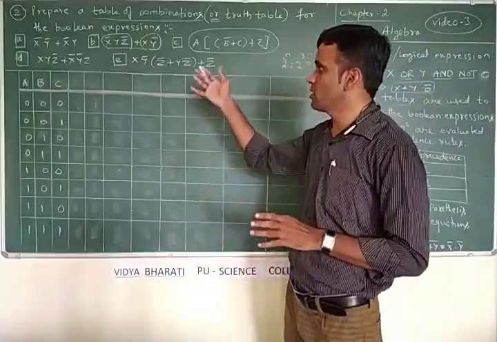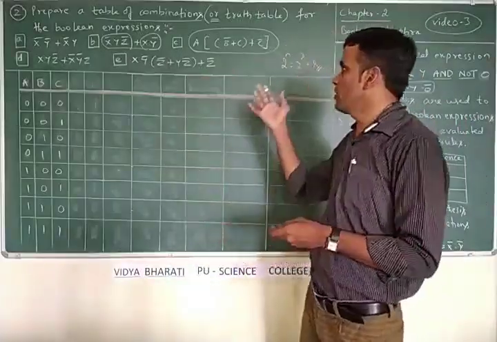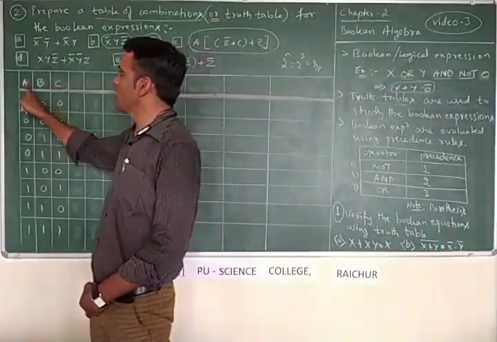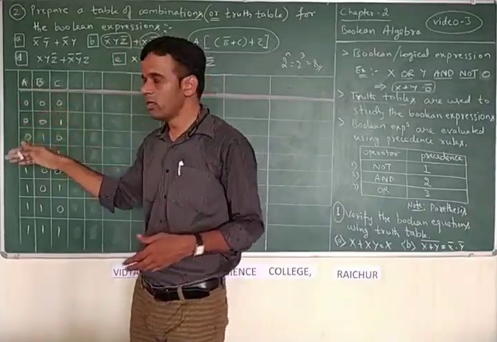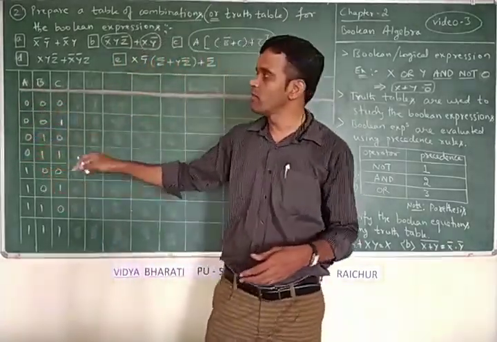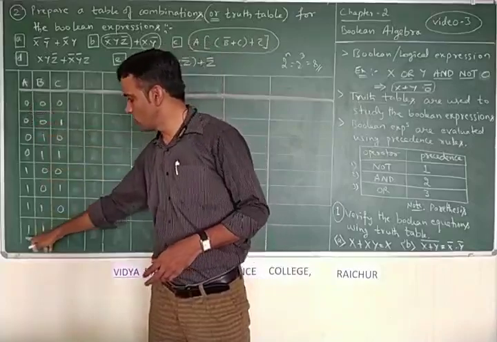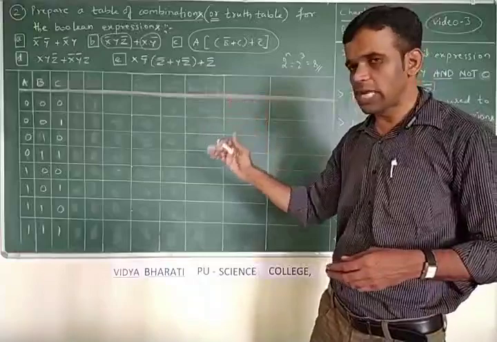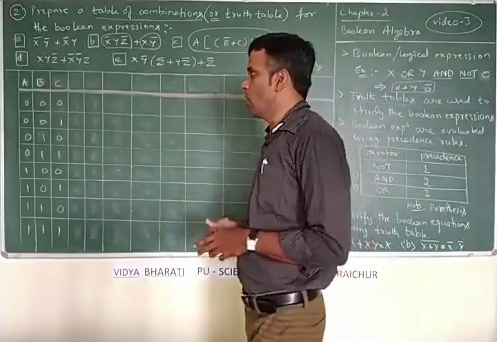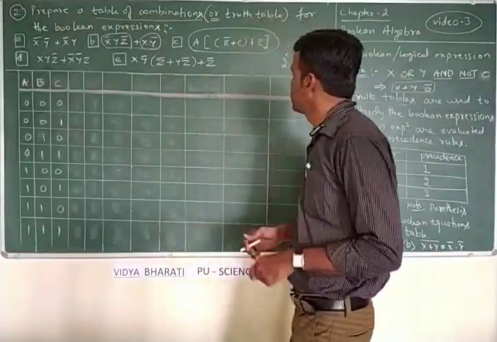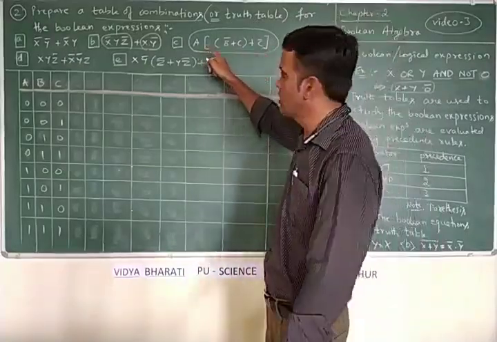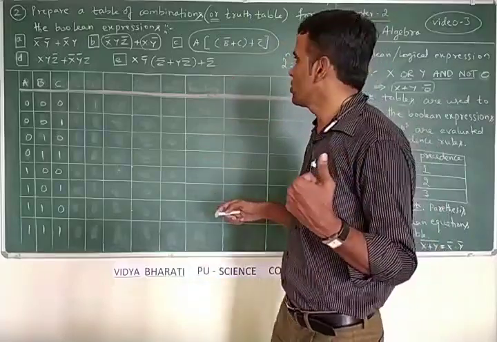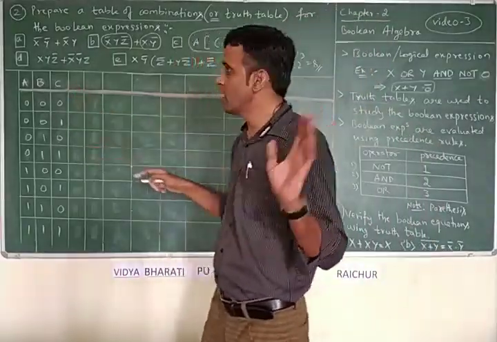So far we have considered only x, y, z. Now we have A, B and C, so that's why I have written A, B and C. The combinations are as usual, starting from 000 to 111, so the decimal equivalent is 0 to 7 in increasing order. Okay, if you observe this expression, nowhere do we have A bar. So no need to consider A bar here. I will leave that one.